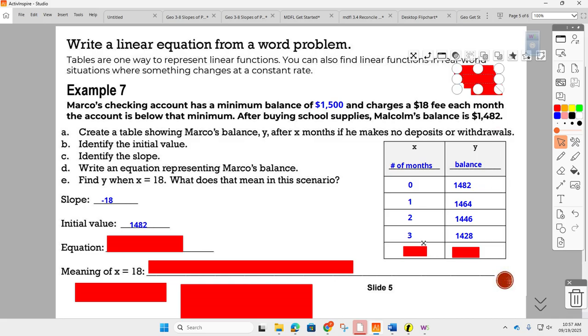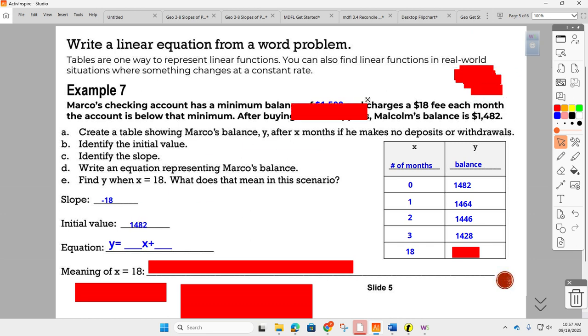What if we wanted to know how much money he had after 18 months? Do we want to have to write a table and keep subtracting 18 every time? We do not, and that is the value of creating an equation that represents this situation. So we can create our equation. We already know the slope, which remember is our rate of change in this real world problem, and that is negative 18. And his beginning balance is his y-intercept or his initial value.